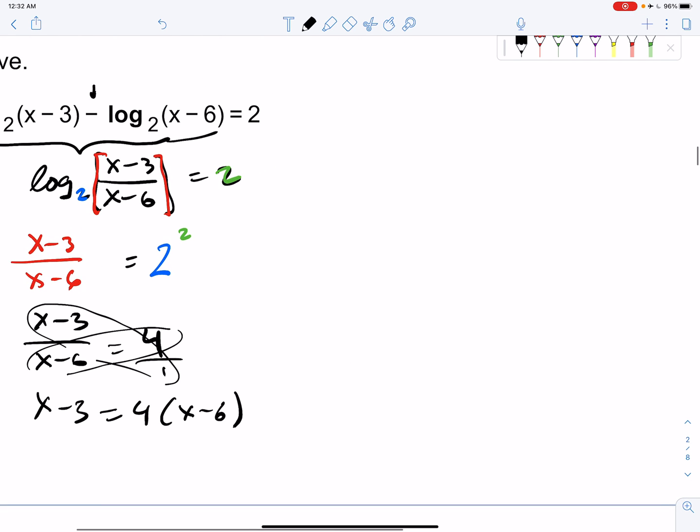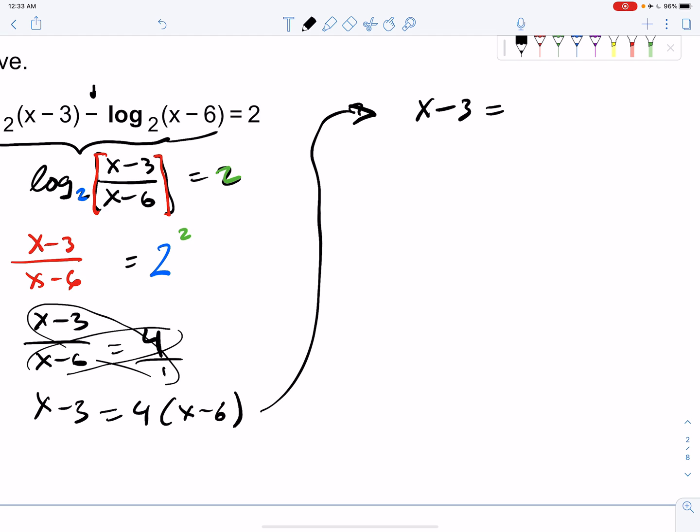Let me go ahead and continue to work over here. That's a funny looking arrow. There we go. I've got x minus 3 equals, and let's distribute the 4. 4 times x is 4x, and 4 times a negative 6 is minus 24. Okay, now what? Well, solve for x. Isolate x. And there's so many different ways to do that.